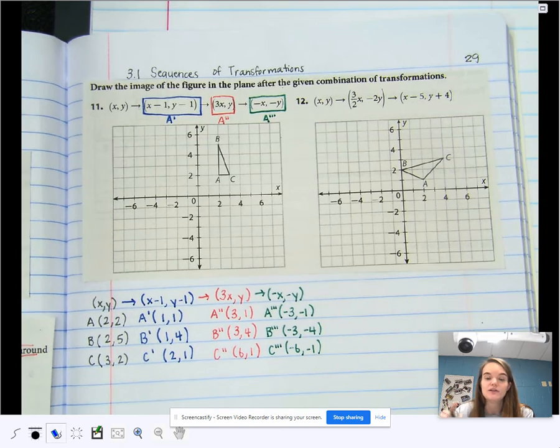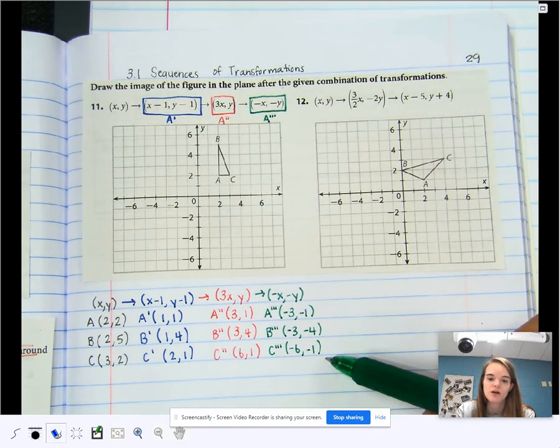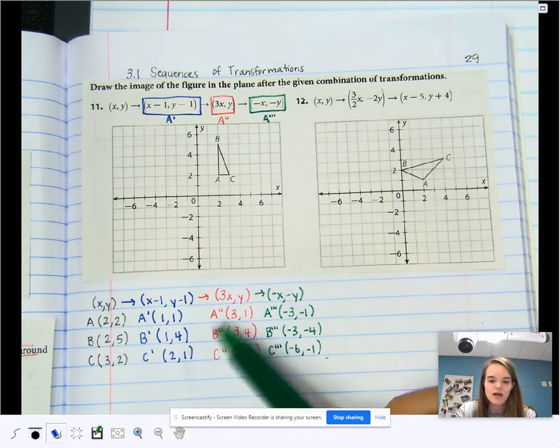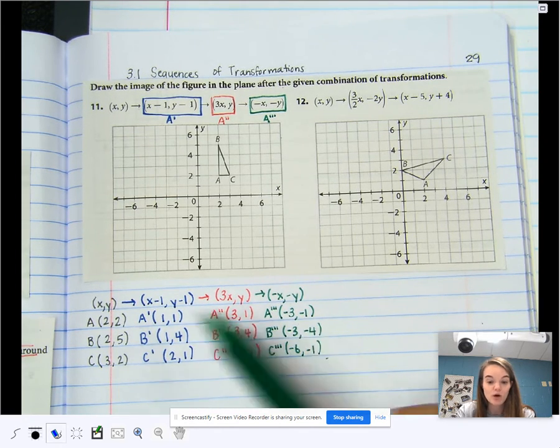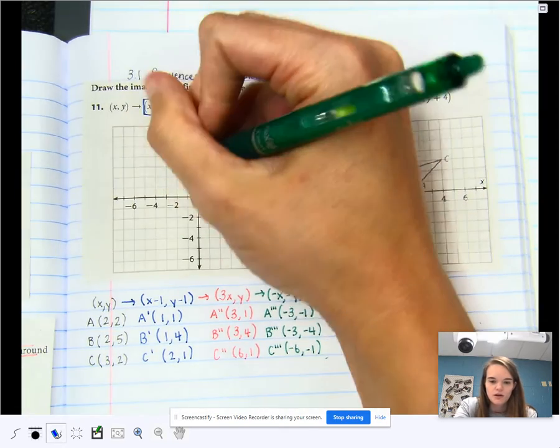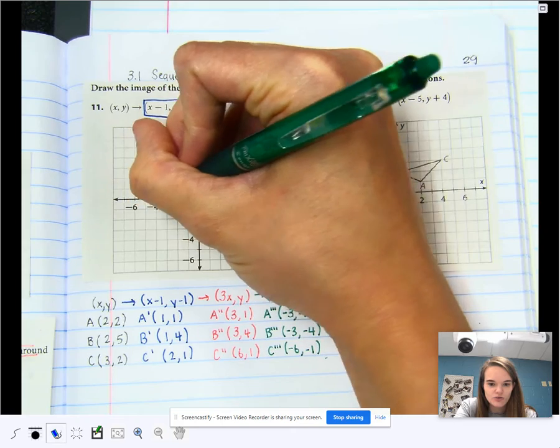Now I will graph it. This is what I meant. I only have to have the final image graphed to have the answer, okay? This is just the work to get there. So in geometry, you're like, well, what even is my work? This is the work. (-3, -1). A triple prime.